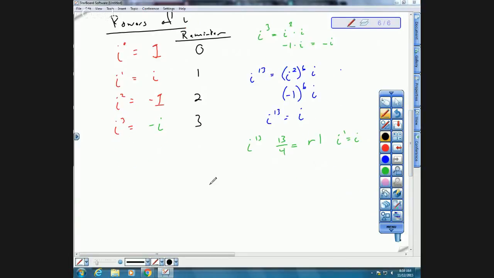The problem right there in the book, I to the 16th. If I divide that by 4, if I do 16 divided by 4, what do I get? 4 with the remainder of 0, right? So that means it's I to the 0 power, which is 1. So that is my answer. That makes sense at all?